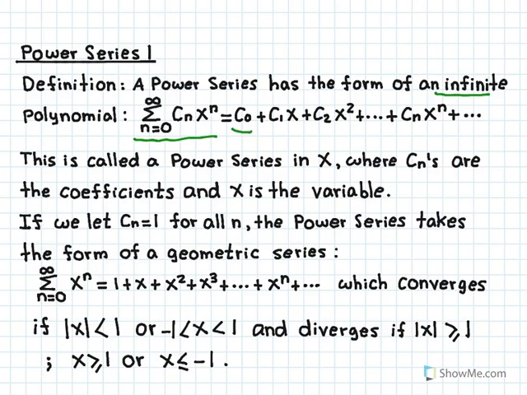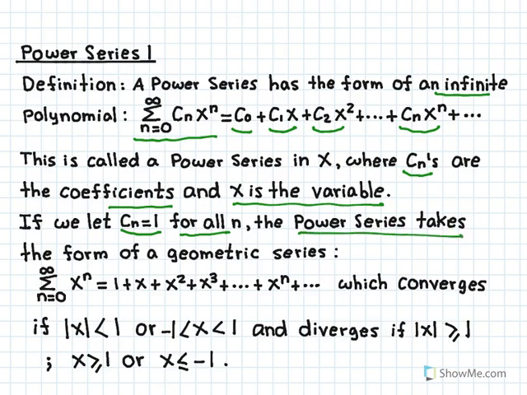Now plug n equals 1, we get c1 x to the power of 1. Plug n equals 2, we get c2 x to the power of 2, and so on. And the general term is c sub n x to the power of n. This is called a power series in x, where the c sub n's are the coefficients, they're constants, and x is the variable.